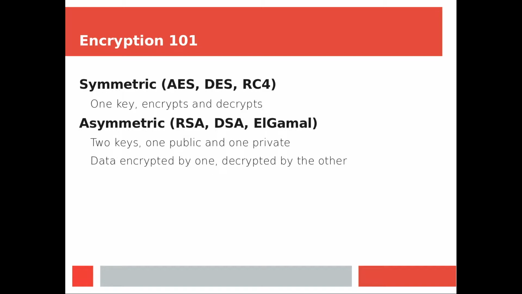Asymmetric, which is 2 keys. Typically, one's called public, one's called private. Anything that is encrypted with one of them can be decrypted with the other. And then there's a third thing that we need to really deal with when we're dealing with digital signatures, and that's hashing. Being able to take a binary stream or a message of some kind and reduce it down to a number.